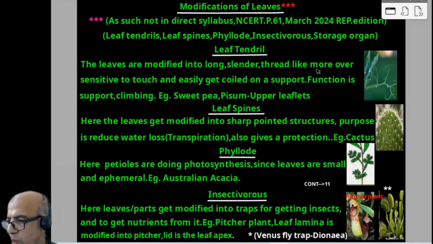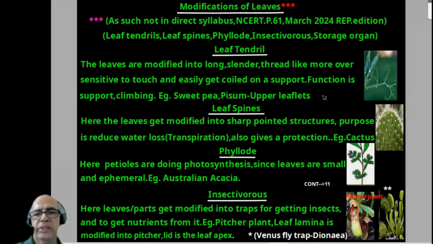See, next area is originally not in the direct syllabus, but still we should know it, just like modification of stem. For us, basically, see the reference I am making with NCERT page number 61, March 24 reprint edition, where this aspect is not mentioned. But still, if you know it is good, if any question comes, it will be good. Leaf tendril. Tendril already we know, stem tendril we studied. So leaf tendril means leaves will be modified into tendril. So leaves modified into long, slender, thread-like, moreover sensitive to touch and easily get coiled on a support. Function is support, climbing. Example is sweet pea.